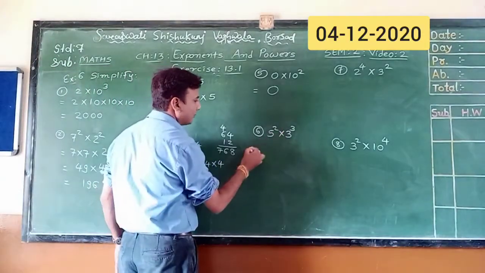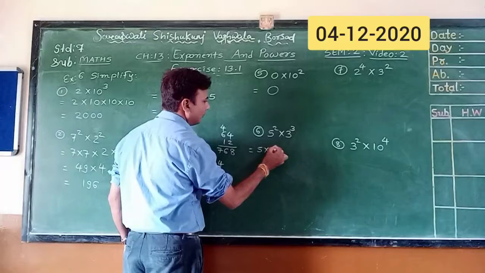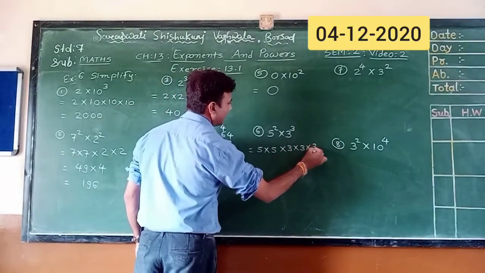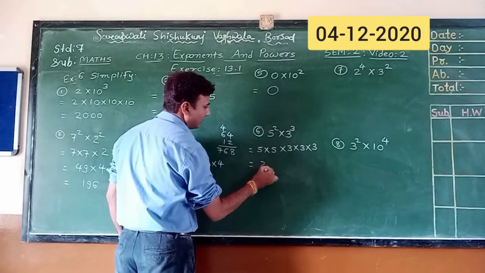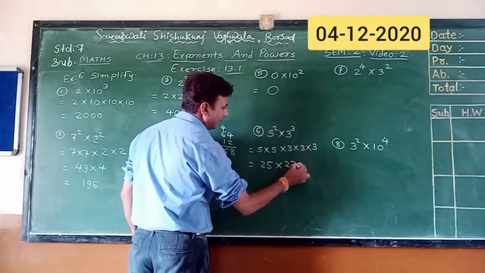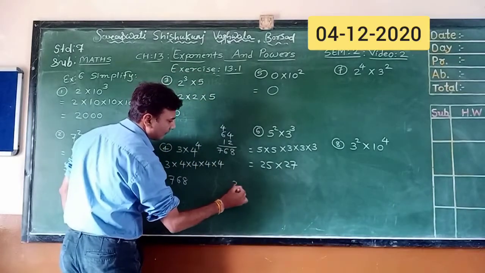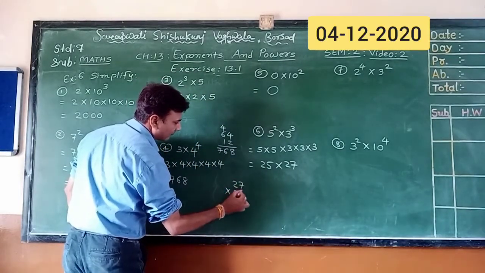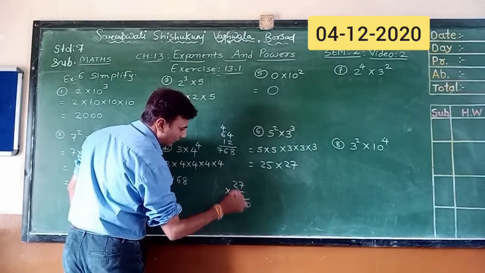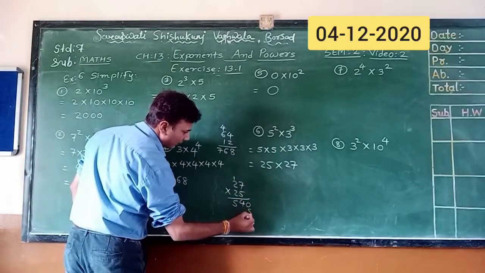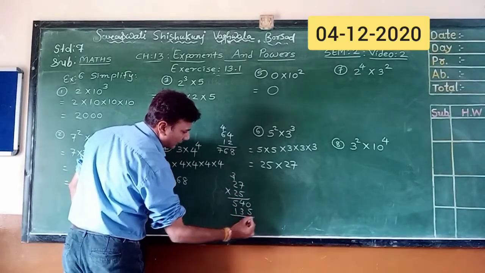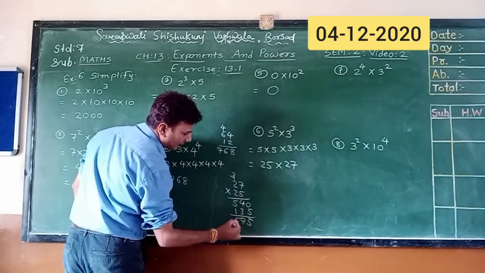Now this 5 square, so we have to write 5 two times. 3 cube, 1, 2, 3. 5 5s are 25, 3 3s are 9, 3 9s are 27. Now multiplication: 27 multiply 25. 7 5s are 35, 5 2s are 10, plus 3 is 13, 2 5s are 10, plus 6 is 16.